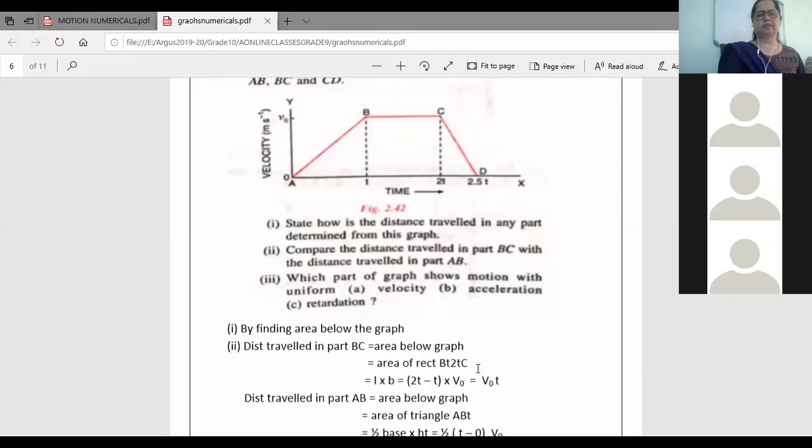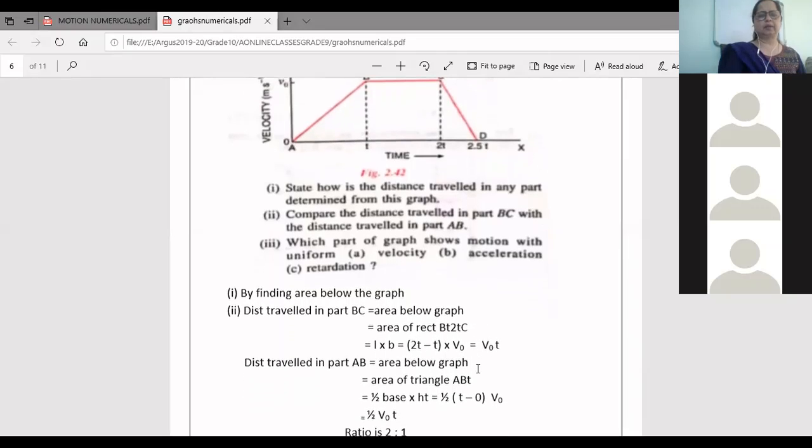Now you have to compare it with the part AB. Part AB is a triangle, so area is half base into height. What is the base? T minus 0, which is T. And the height is V0. So the distance traveled in part AB is half V0t.